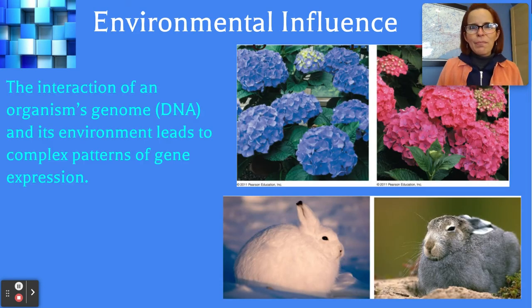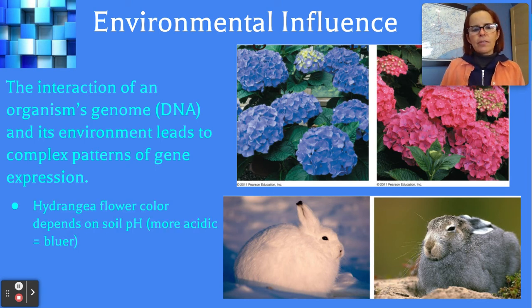All right, environmental influence. The interaction of an organism's genome, that's the word, the genome means all of their DNA, and its environment leads to complex patterns of inheritance. These are just some classic examples, and there's some super simple examples. Hydrangea flower color, maybe some of you have seen hydrangeas. Depending on the acidity of the soil, that for some of them will determine whether they have blue or pink flowers.